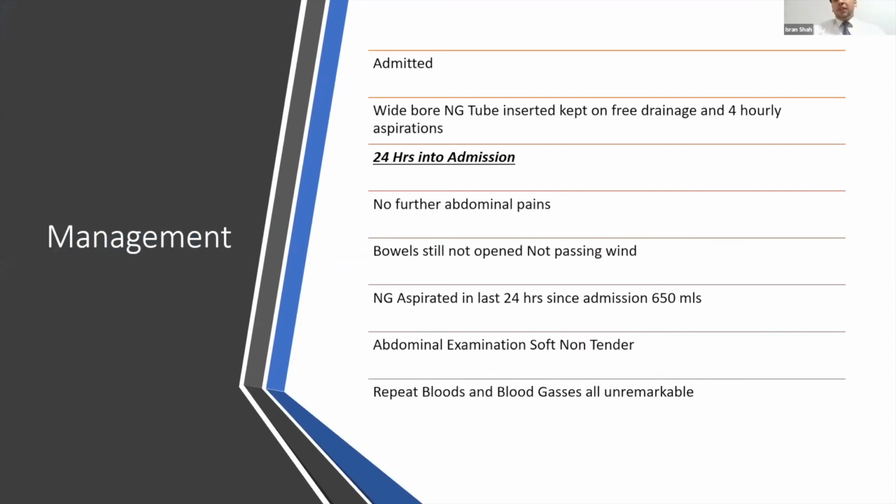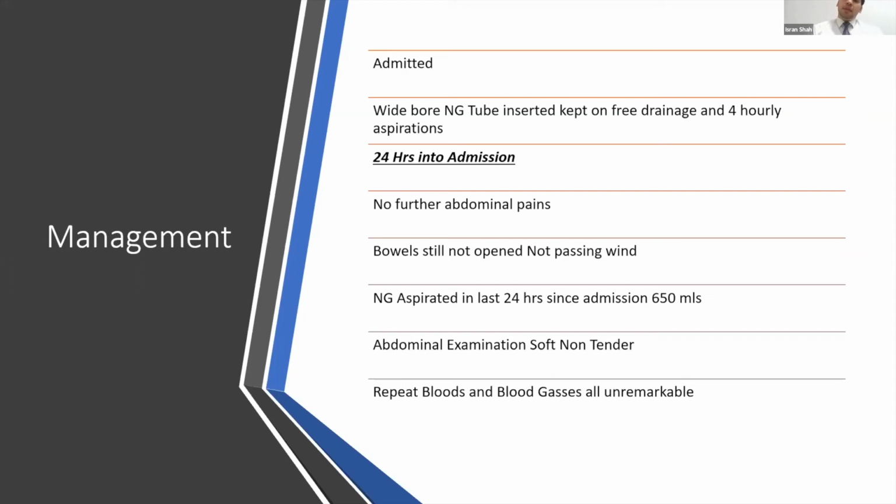Moving on, we admitted the patient, inserted a wide bore NG tube, and kept it on free drainage and 24 hours aspiration. The patient was sent onto the ward. 24 hours into the admission, there were no further abdominal pains, but unfortunately the bowels had still not opened and the patient wasn't passing any wind. The NG aspirates in the last 24 hours were about 650 mils.